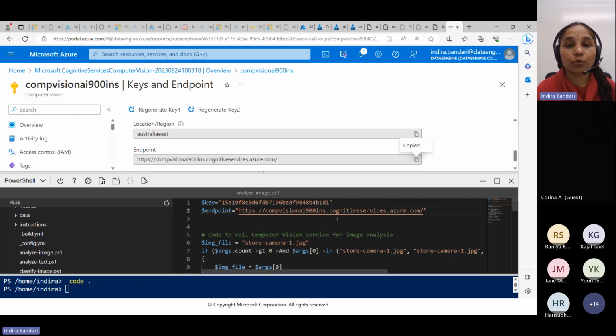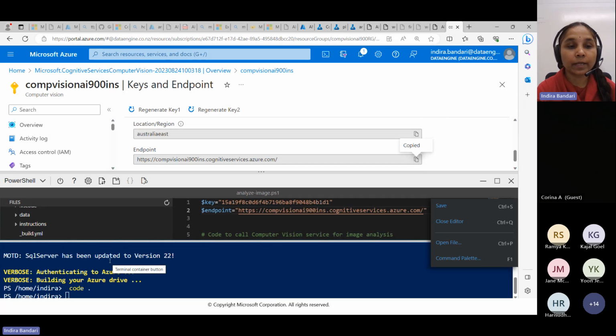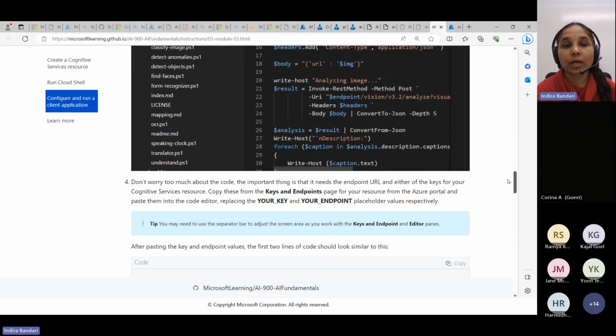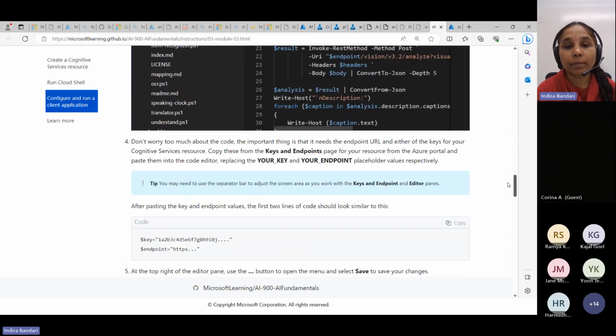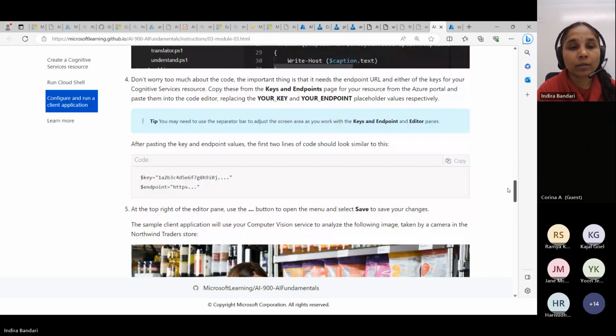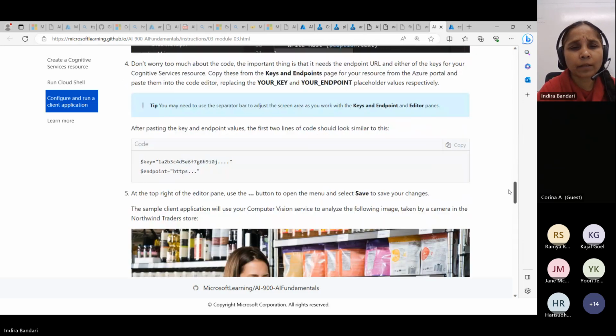Now if you want, you can close this by again clicking on that and closing the editor. I don't want to close it. I'll just keep it like that. And now what we need to do is go back to the material and then we need to run that PowerShell file. But before that, what we need to do is we need to change our directory. At the top, yeah, we have saved it.